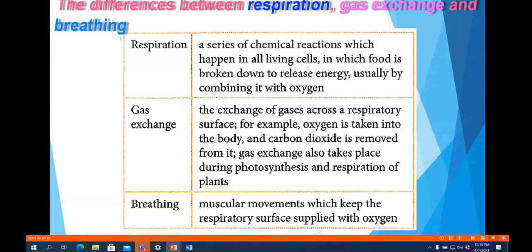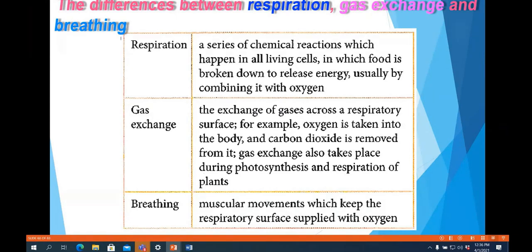Respiration: a series of chemical reactions which happen in all living cells in which food is broken down to release energy, usually by combining with oxygen. Gas exchange: the exchange of gases across a respiratory surface. For example, oxygen is taken into the body and carbon dioxide is removed from it. Gas exchange also takes place during photosynthesis and respiration of plants. Breathing: muscular movements which keep the respiratory surface supplied with oxygen.